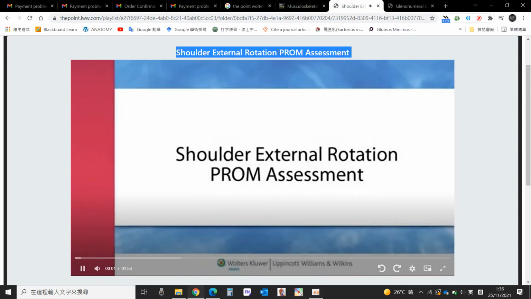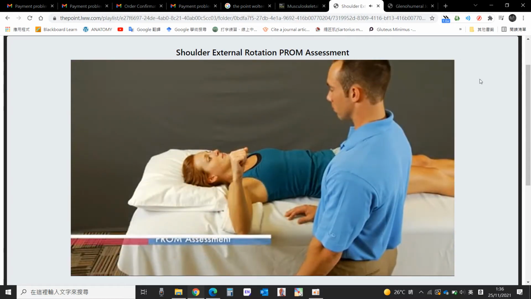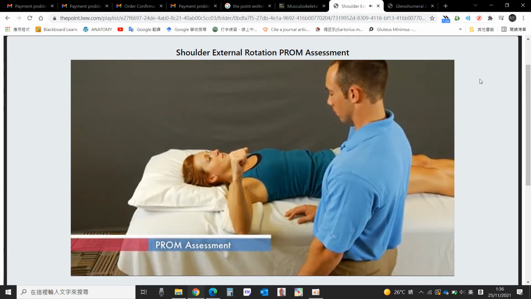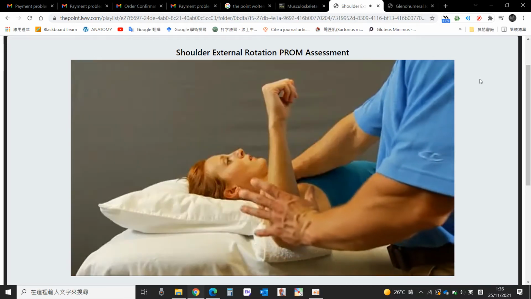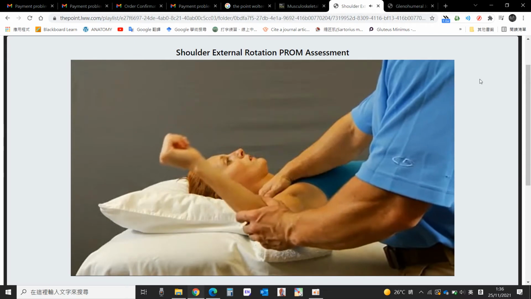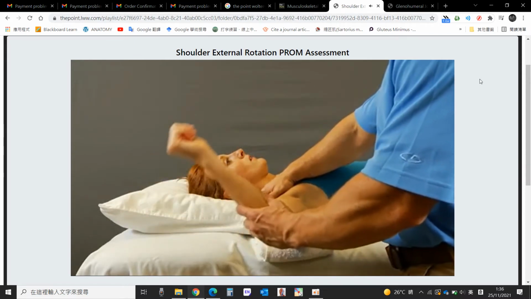Assessment of shoulder internal and external rotation can occur with the patient in either a supine, the preferred position, or a prone position. Both techniques will be demonstrated. With the patient supine and the patient's shoulder at 90 degrees of abduction, place one hand over the patient's clavicle and coracoid process for stabilization.